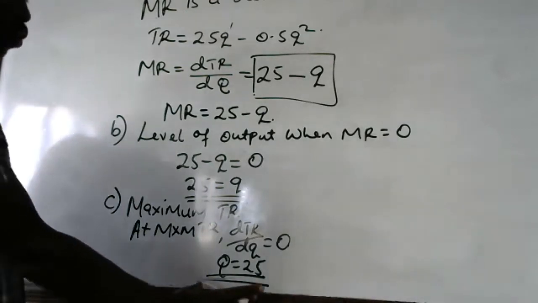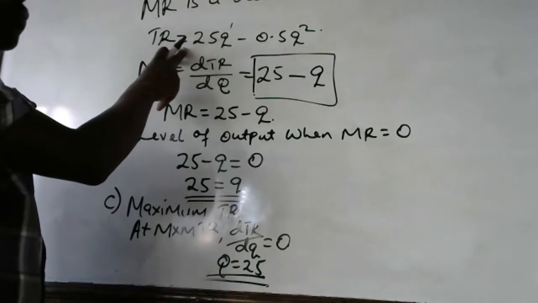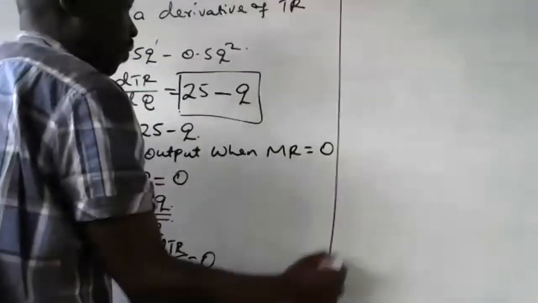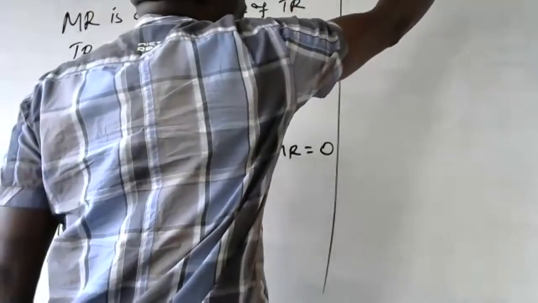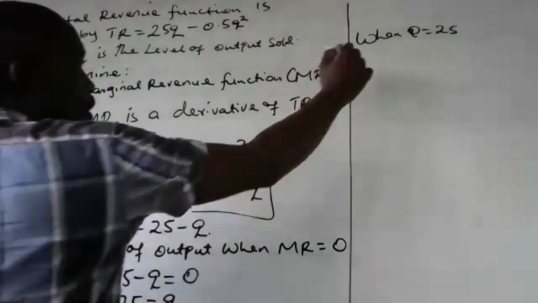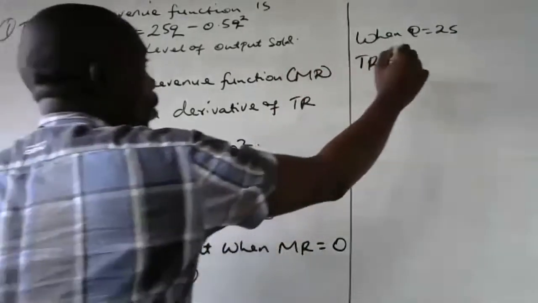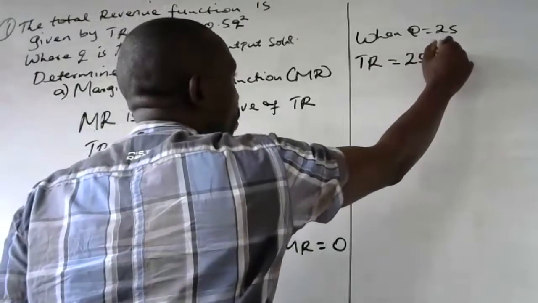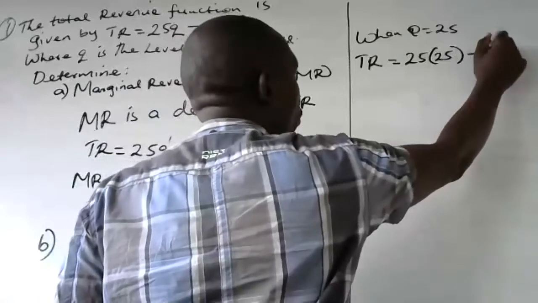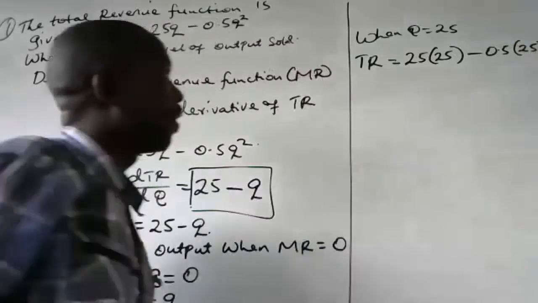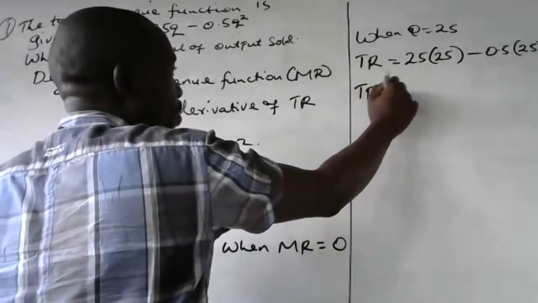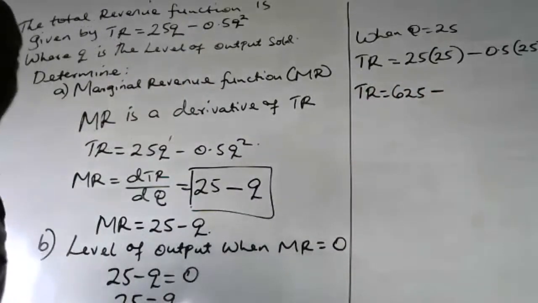Therefore, what you need to do is to take this number of units and substitute it in the total revenue function. So this is what we get. When Q is equal to 25, the total revenue will be equal to 25Q, which is 25 times 25, minus 0.5 times 25 squared. If I can ask, what is 25 times 25? 625. So our total revenue will be 625 minus 625 times 0.5.